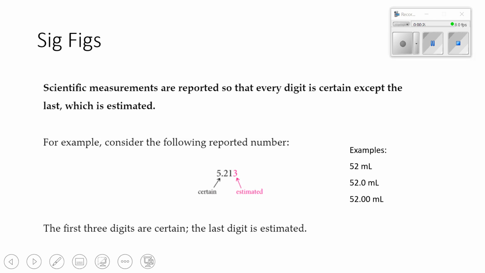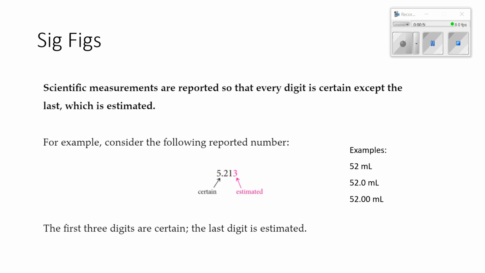So, first let's talk about the idea behind sig figs. Scientific measurements are reported so that every digit is certain except the last, which is estimated. So, the way we write numbers down matters. If we are reporting our data, people are going to interpret the way we write those numbers in a certain way. The way people interpret it is that the last digit you report is the one you're uncertain about.